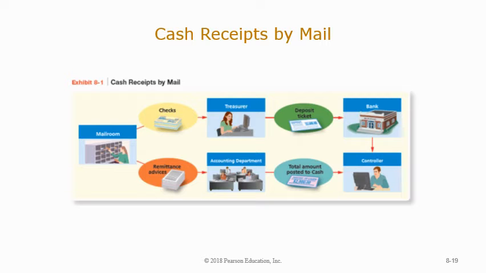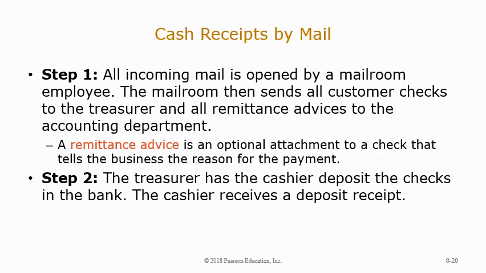Then the controller looks at all of that. So you'll see here that when that check comes in the mail, there are two different areas it has to flow through. It's not just one person looking at it, we have multiple people looking at it. And you'll notice that a lot with internal controls: the more people we have looking at something, the more control there is over it. So, cash receipts by mail.